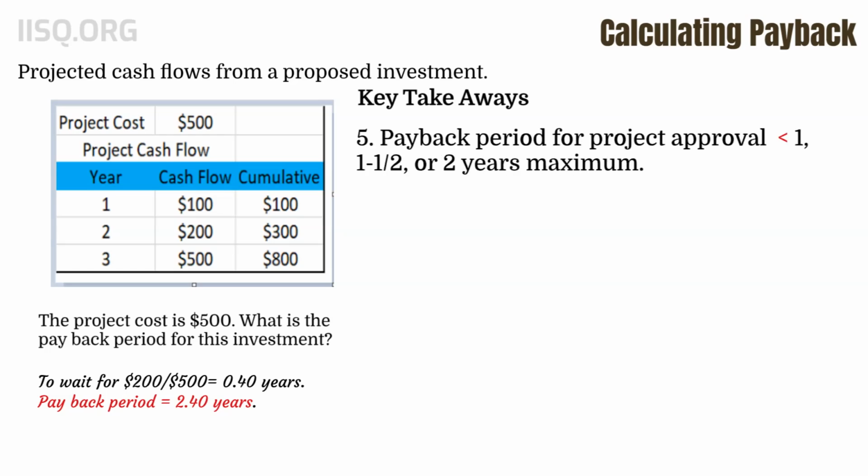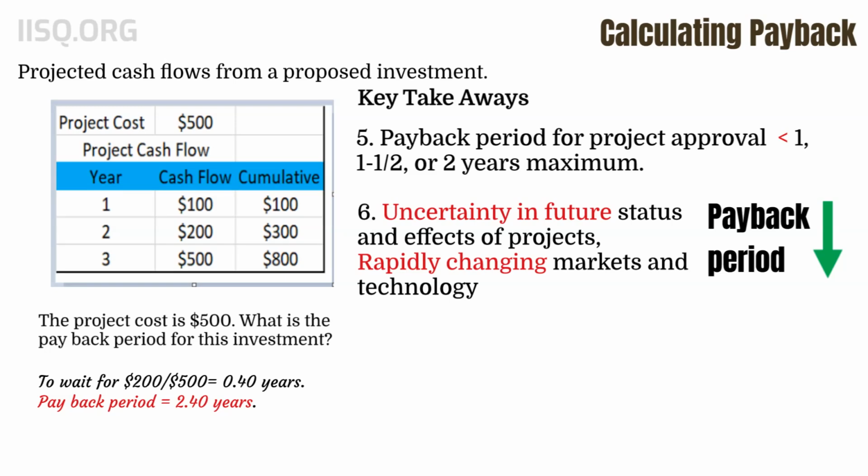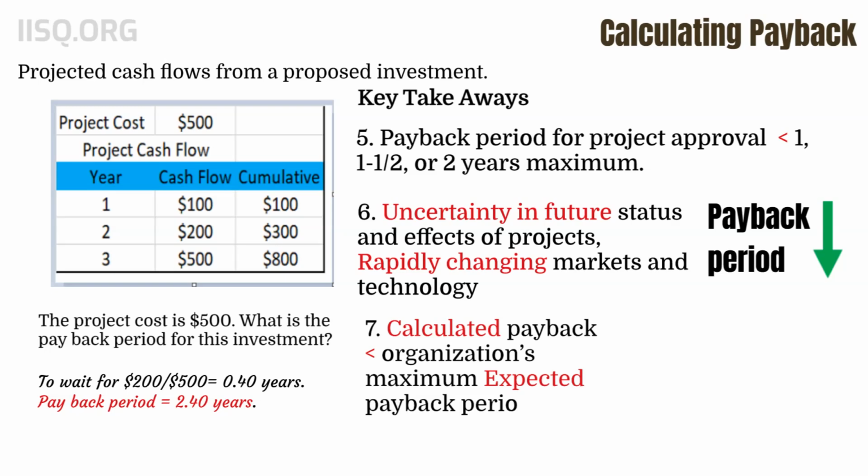Organizations using the payback period method will set cutoff criteria, such as 1 to 1.5, or 1.5 to 2 months, or years maximum, for approval of projects. This depends on the complexity and cost of the project. Another point is that uncertainty in future status and effects of projects, or rapidly changing markets and technology, tend to reduce the maximum payback period accepted for project approval. If the calculated payback period is less than the organization's maximum expected payback period, then the project will be approved.